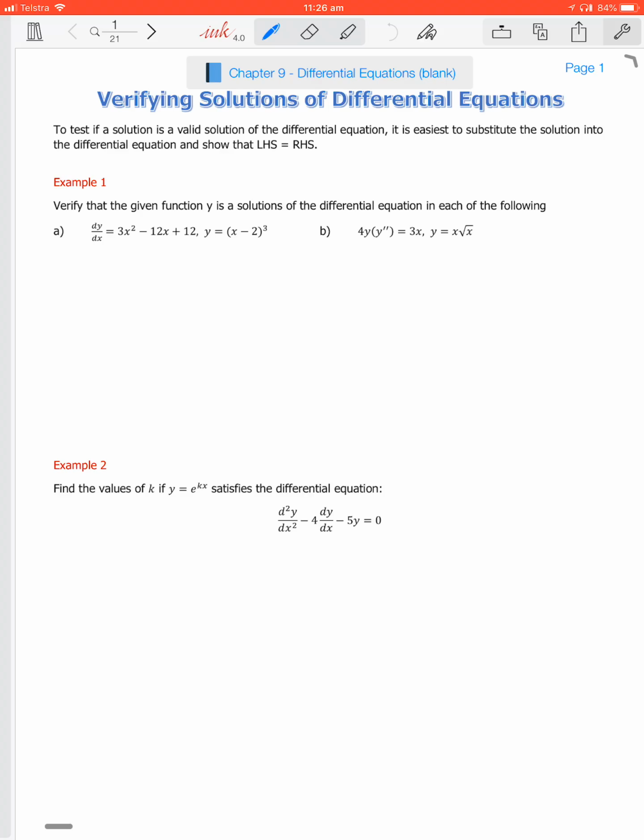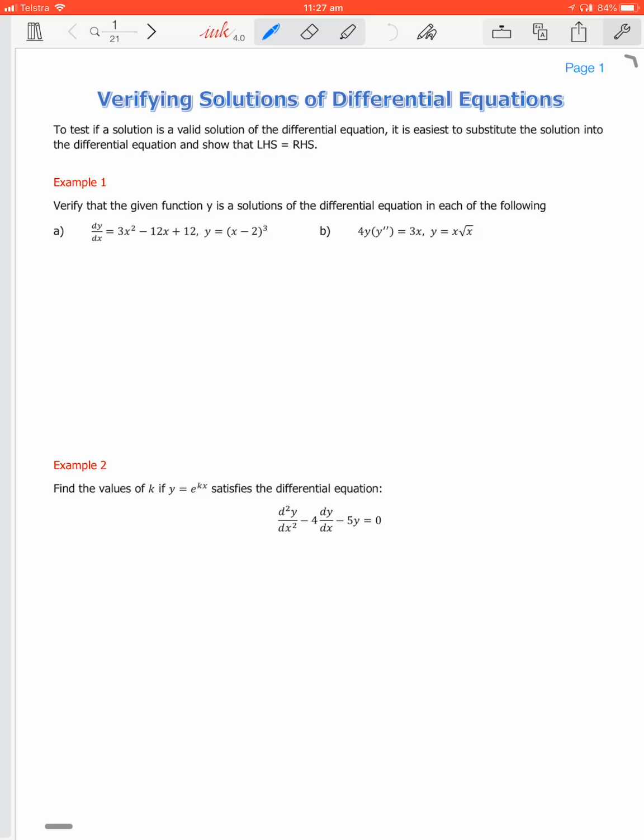Okay, boys and girls, our next step is chapter 9, differential equations. We have differential equations and we might want to find our original equation using integration, or we might like to verify that something is a solution. So the first thing we're doing is verifying solutions of a differential equation. To see if it's a valid solution to the DE, we need to substitute it in and show that the left-hand side equals the right-hand side.